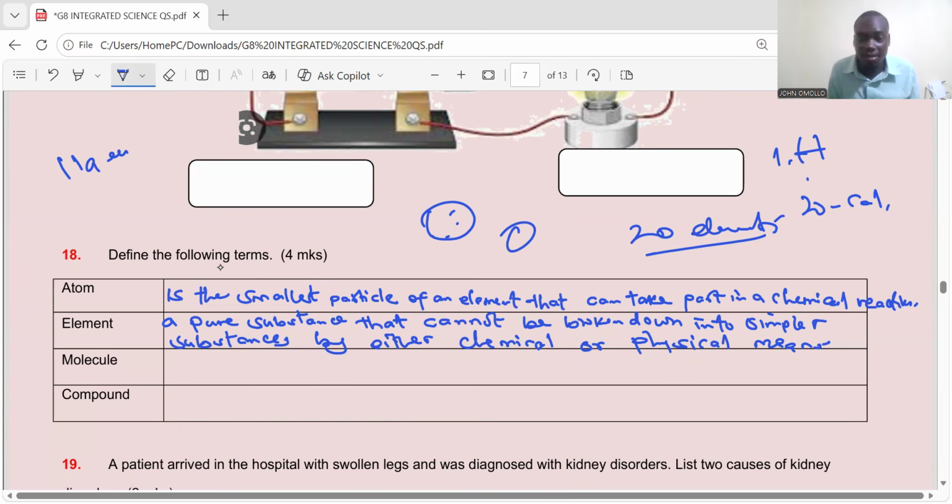So those are elements. And remember, they are pure. And that is why you use them in the living cells. One of them is oxygen. They cannot be broken down.